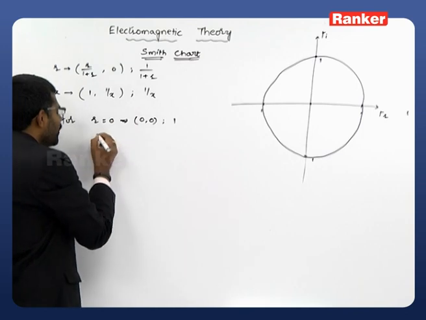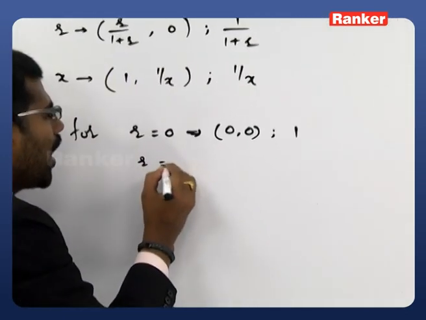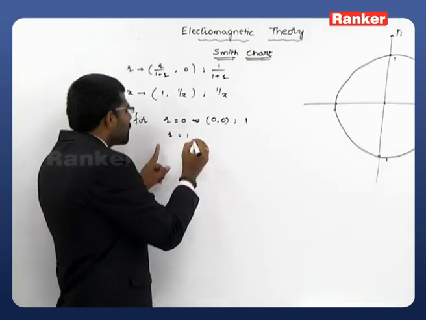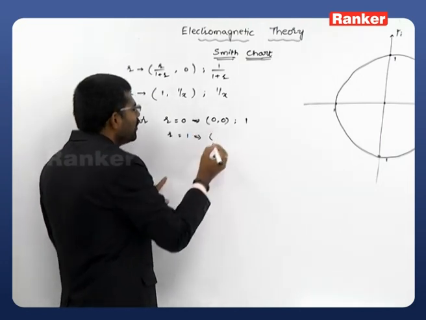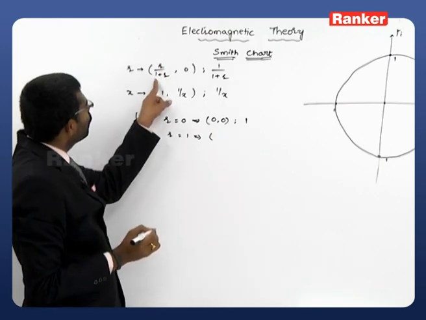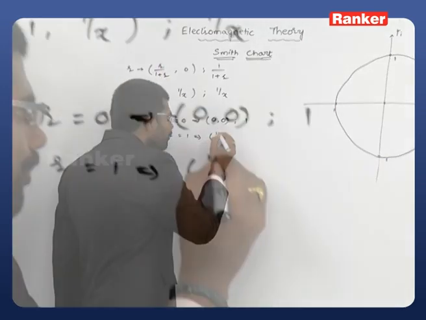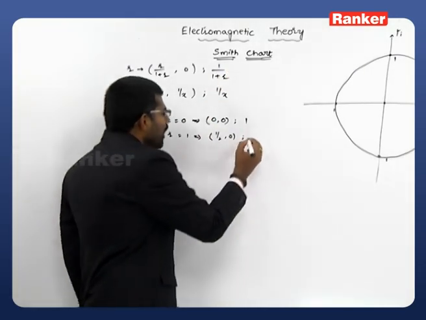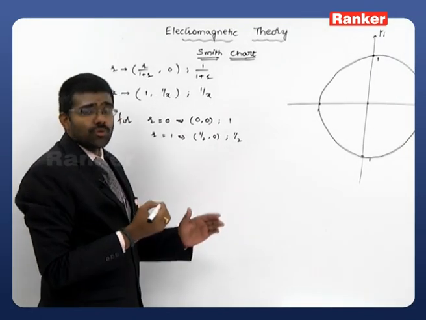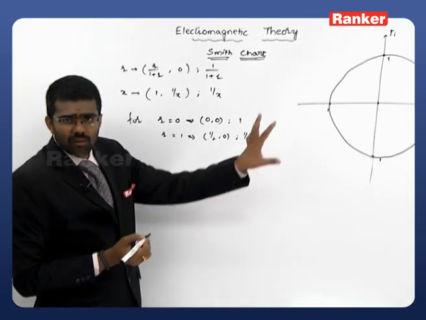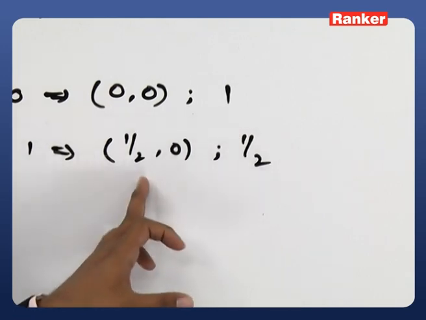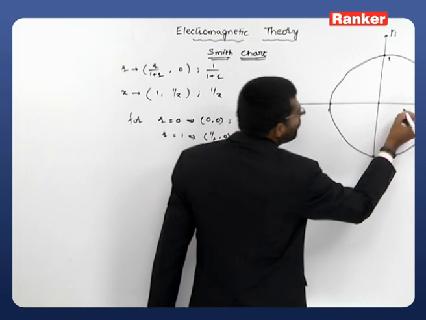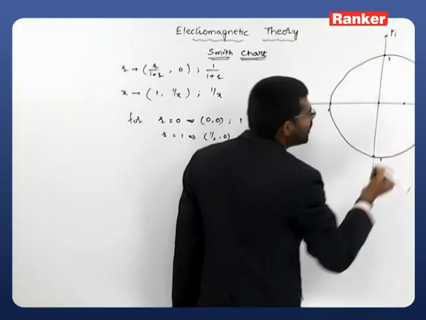Similarly, I will consider a random value, r equals 1. If I am considering resistance equals 1, then what will be the center point here? 1 by 1 plus 1, this is 1 by 2, comma 0. And what will be our radius? 1 by 2. So here you are supposed to draw one more circle on the same graph sheet with different radius and center. Now what will be the center? 1 by 2 comma 0. Where will 1 by 2 comma 0 be? Somewhere here 1 by 2 comma 0 will be there, right?